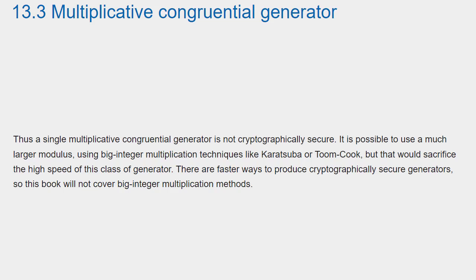It is possible to use a much larger modulus, using big integer multiplication techniques like Karatsuba or Toom-Cook, but that would sacrifice the high speed of this class of generator. There are faster ways to produce cryptographically secure generators, so this book will not cover big integer multiplication methods.